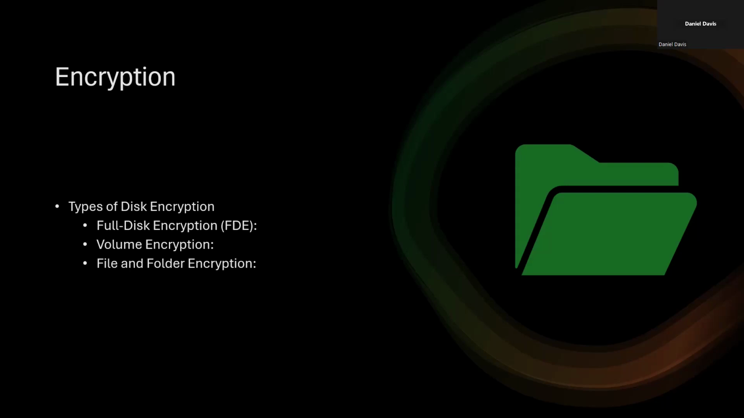Encryption. The main purpose here is to protect data on disks from unauthorized access. We covered a little bit of this last week. Full disk encryption. This encrypts the entire disk. Volume encryption targets specific disk volumes. File and folder encryption secures individual files and folders.